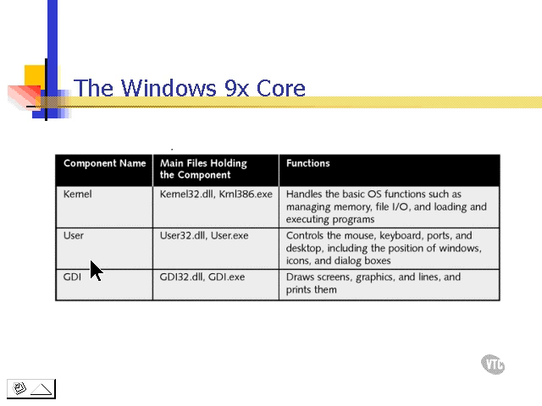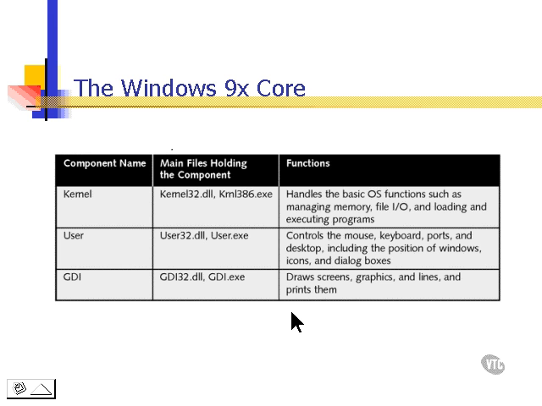Then there are what are called user components, user32.dll and user.exe, which control the mouse, the keyboard ports, and the desktop. And then the GDI. The GDI is the graphical data interface, which draws screens, graphics, lines, and prints them.